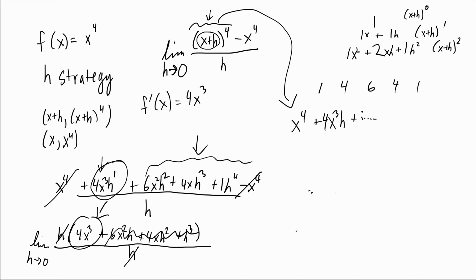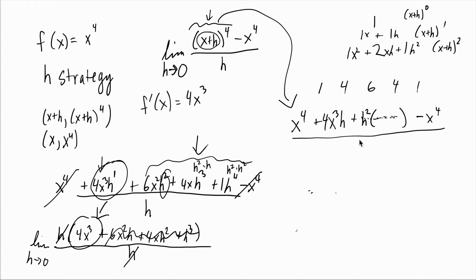Plus things where you could actually factor out an h squared. Because notice, can't you factor an h squared out of all these guys? Yeah, you can factor an h squared out of that, because that's h squared times h. That's h squared times h squared. That's h squared times h. So you could factor an h squared out of stuff, and then really this part is just this minus x to the 4th.